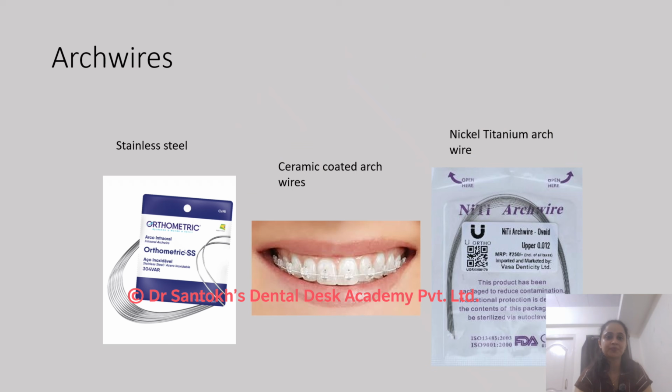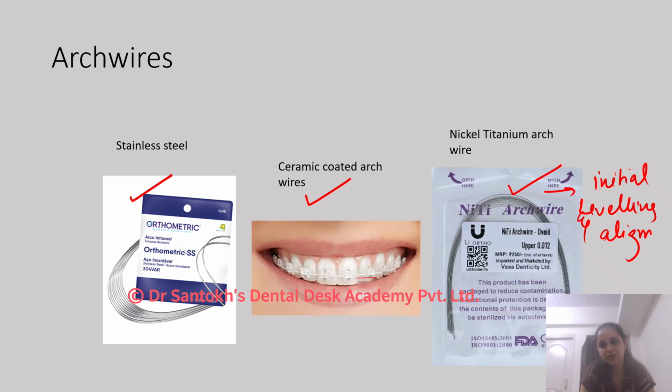Next, coming to your arch wires. So various materials used in arch wires are, these are the stainless steel arch wires. You can see this white colored arch wire. These are the ceramic coated arch wires. This is the nickel titanium arch wire, which is used for your initial leveling and alignment stage.